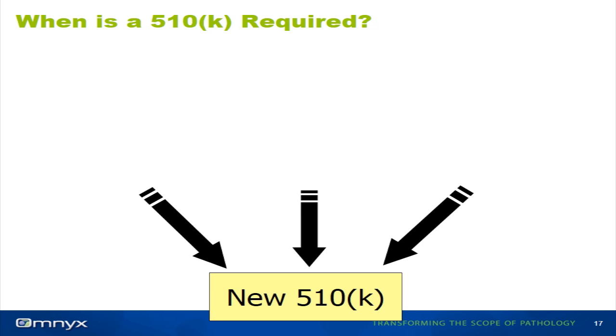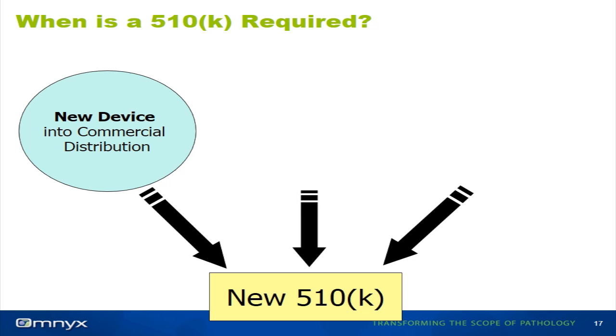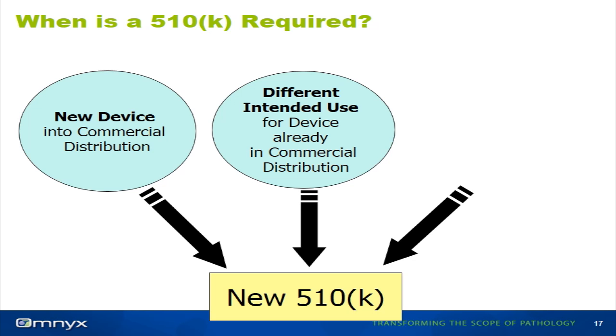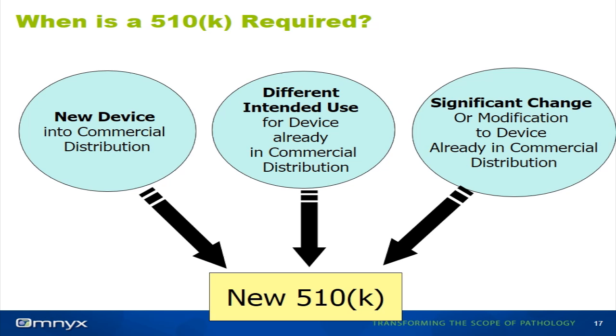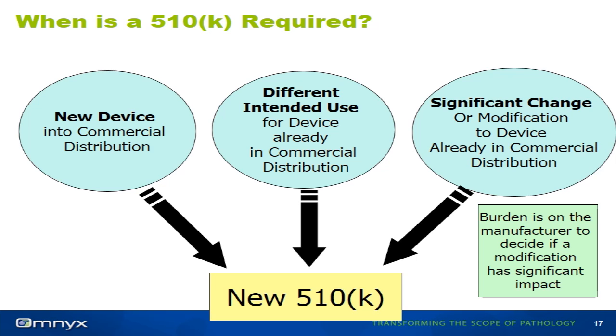So when is a 510K required? A 510K is required when the manufacturer wants to place a new device into commercial distribution, when there's a different intended use for a device already in commercial distribution, or when there's a significant change or modification to a device already in commercial distribution. Here the burden is on the manufacturer to decide if a modification has a significant impact, and this is typically documented in a formal regulatory assessment.